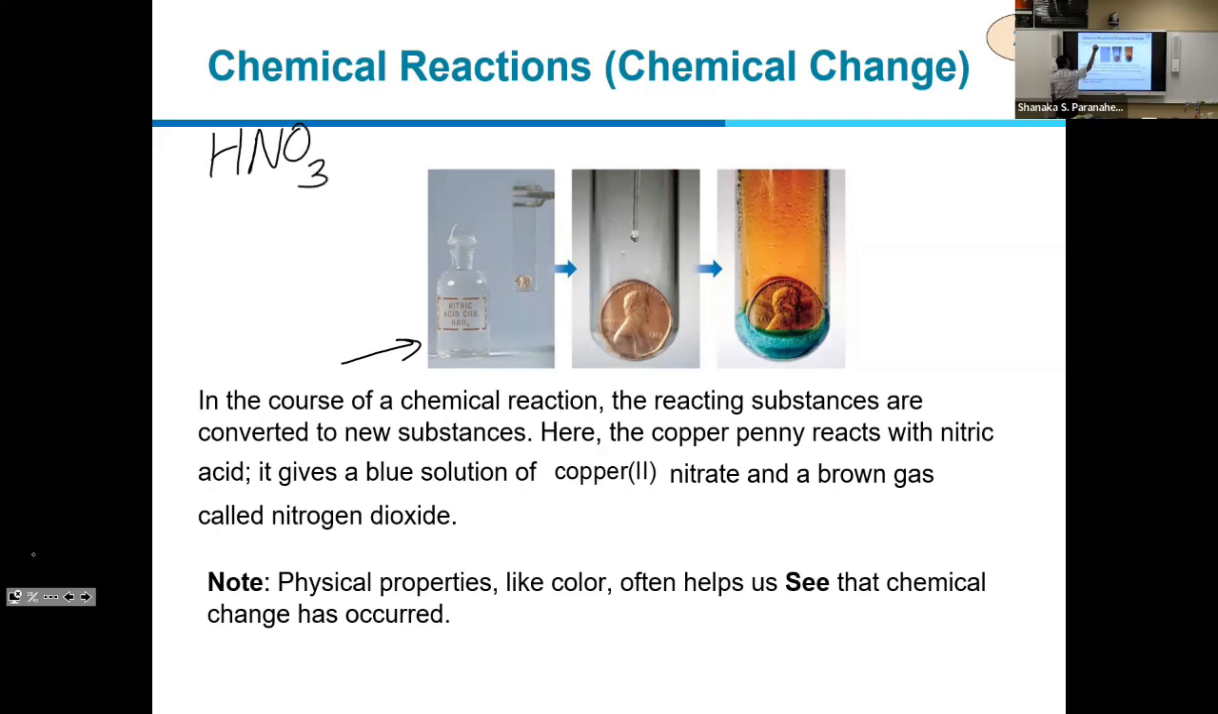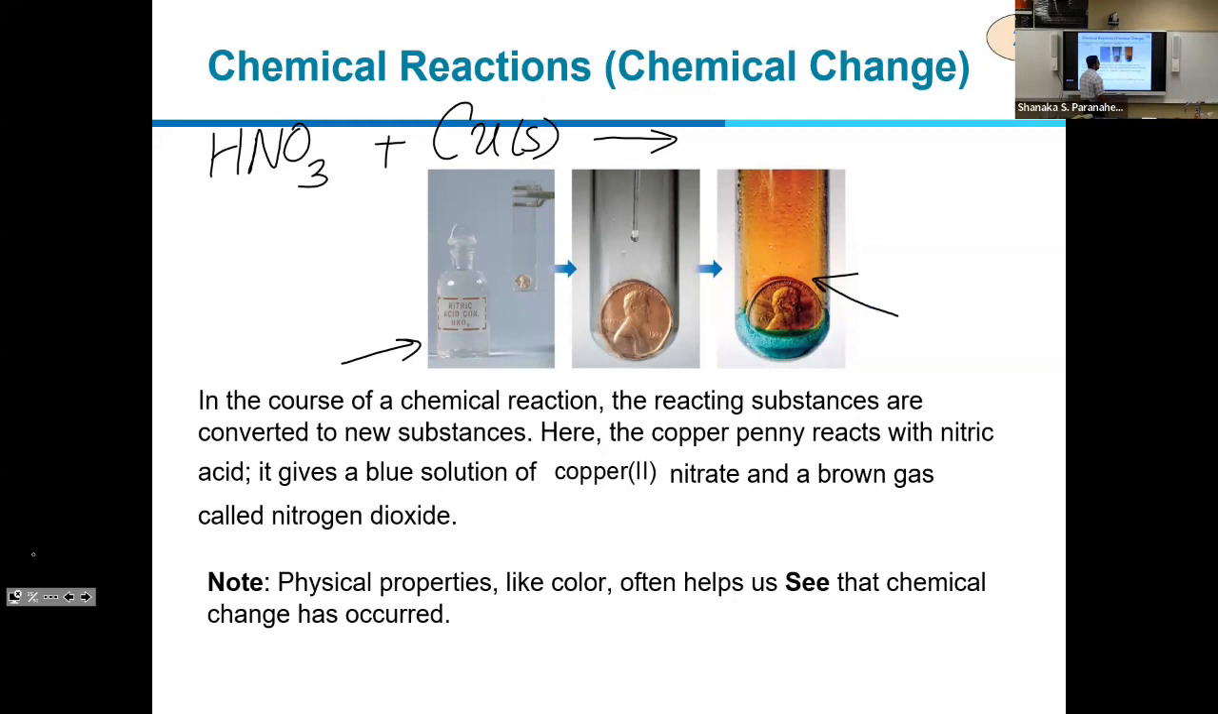Nitric acid is made of hydrogen, nitrogen, and oxygen. So it's a liquid. And this is the penny, and most of it is just copper. Okay, so solid. So when you mix these two, you're going to see the evidence of a chemical reaction. We are going to talk about the evidence of a chemical reaction in chapter 3. So you're going to see some color changes or gas formation. In this case, you're going to see both of those.